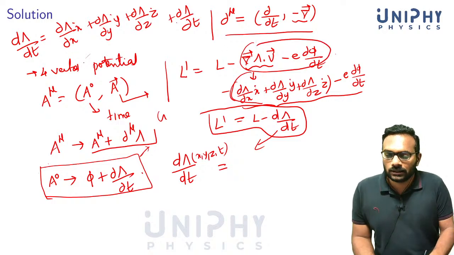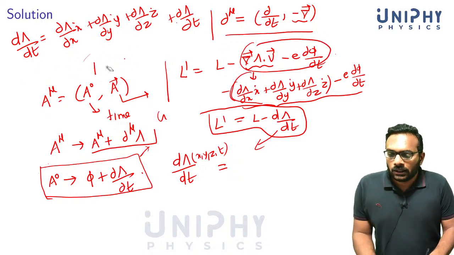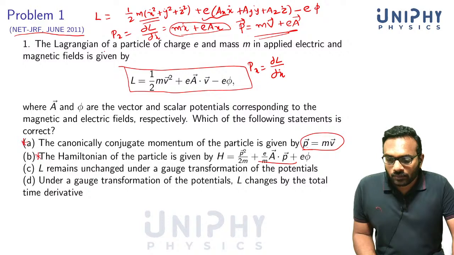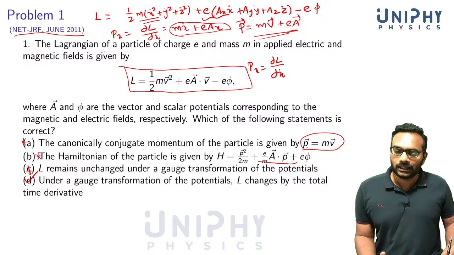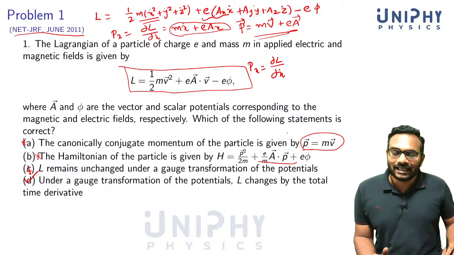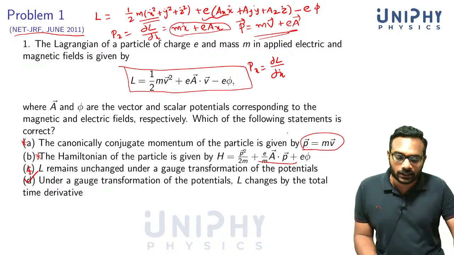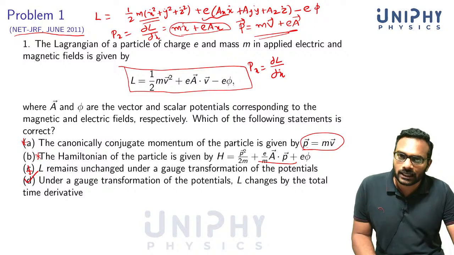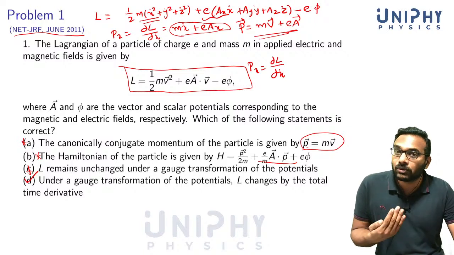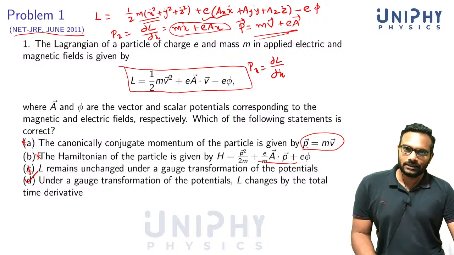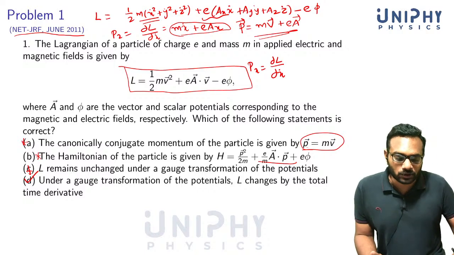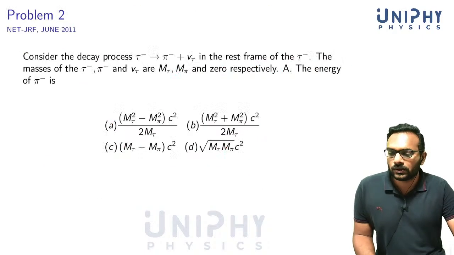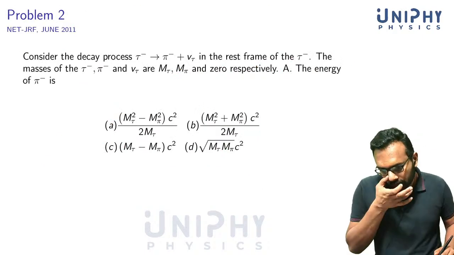Okay. So, finally, option C is also wrong. So option D is the correct answer. Under the gauge transform of potentials, the Lagrangian changes by a total time derivative. And it's easy to see that the equations of motion do not actually change. Right? When the Lagrangian changes by a total derivative of a function, the equations of motion remain unchanged. Okay. I hope that's clear.